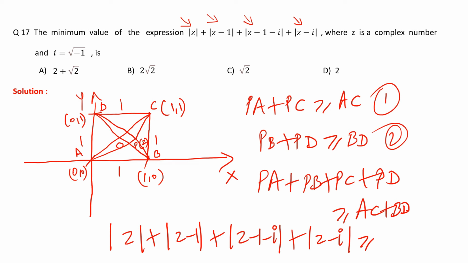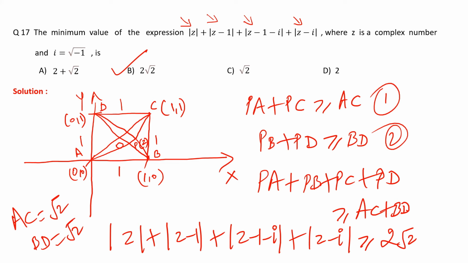Now what should be the length of AC? Since AC and BD both of them are the diagonals of the square, AC is nothing but root 2. So this quantity AC plus BD is going to become how much? It is just 2 root 2. So this expression will attain minimum value 2 root 2. That means option B is correct when this complex number lies at the point of intersection of these diagonals.